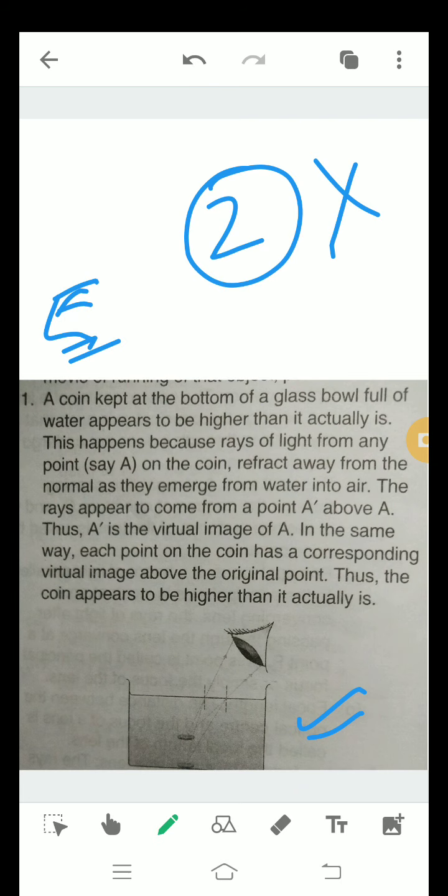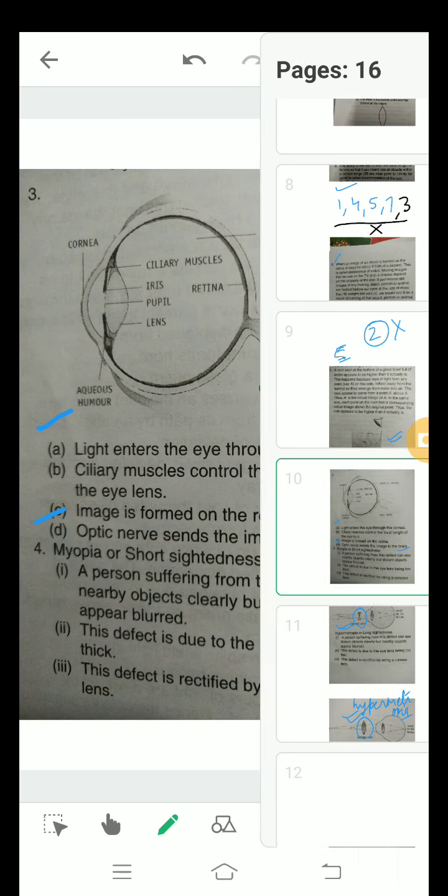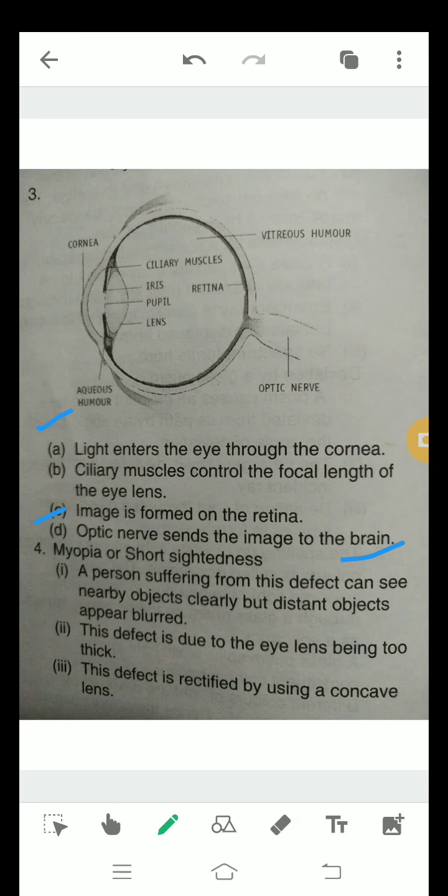Now question number 2 has to be deleted. Question number 3, see. Question number 3 is: draw a labeled diagram of the human eye and answer the following questions. From where does light enter inside the eye? Light enters the eye through the cornea.